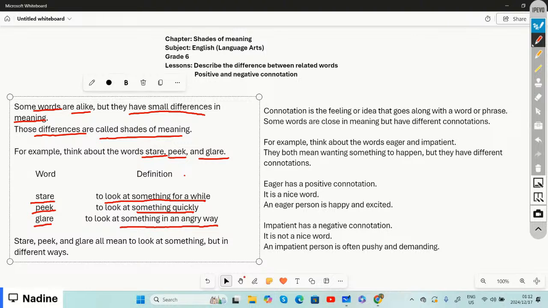And all three of those words, it means to look at something. Because when you stare at something, you're looking at something. If you peek at something, you are looking at something.